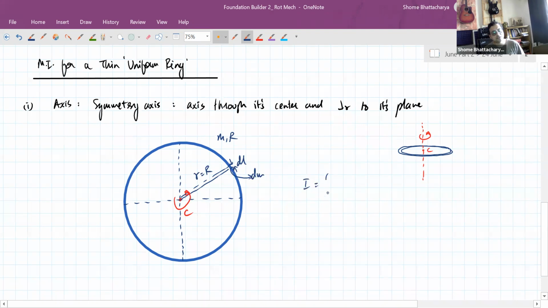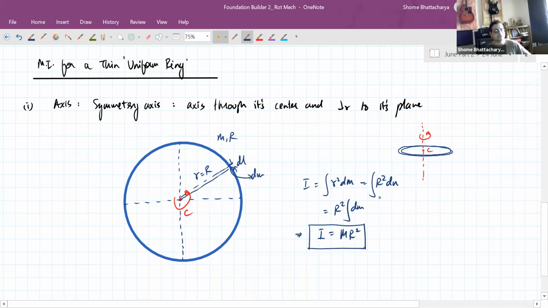So moment of inertia, which is integration r square dm, just becomes integration capital R square dm for all the particles. So it's just R square into the total mass. That's why this is the simplest derivation of moment of inertia. When we have a thin uniform ring rotating about its symmetry axis, every particle dm of that ring has the same distance from the axis, which is capital R. So that integration r square dm just becomes integration capital R square dm, which becomes nothing but total mass into capital R square.